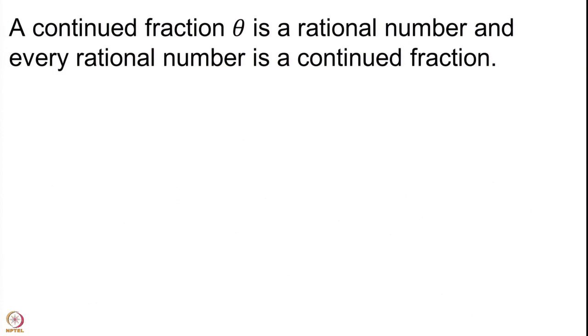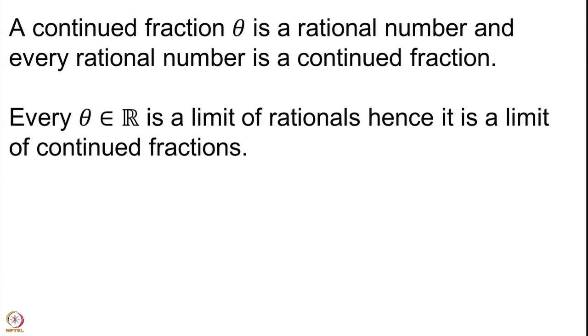So let us recall whatever we have been doing. We see this, that a continued fraction theta is a rational number and every rational number is a continued fraction. This is something that we have seen. Moreover, every real number is a limit of rational numbers. There is always a sequence of rational numbers converging to any given real number. This is something that we have seen in our previous lectures. Therefore, clearly every real number is going to be a limit of continued fractions. You are going to have several continued fractions going towards a real number theta. But we would like to construct this sequence in a natural way, given the real number theta. That is what we want to do.